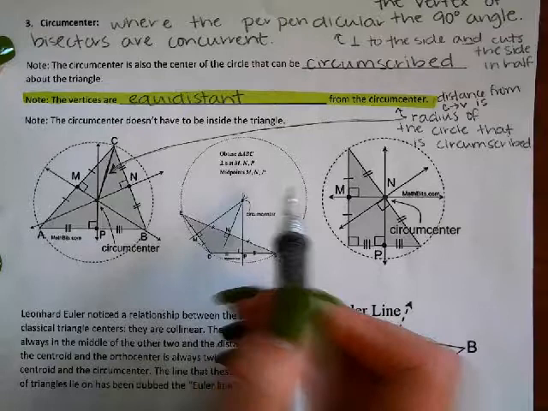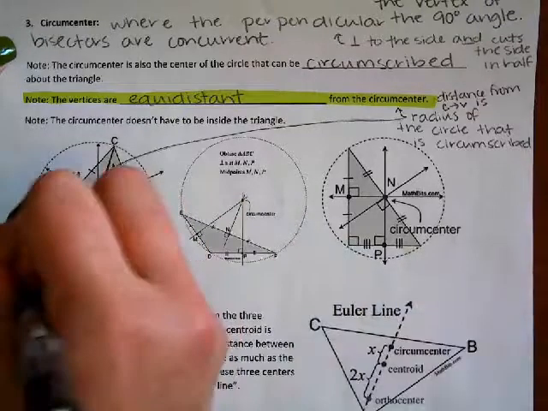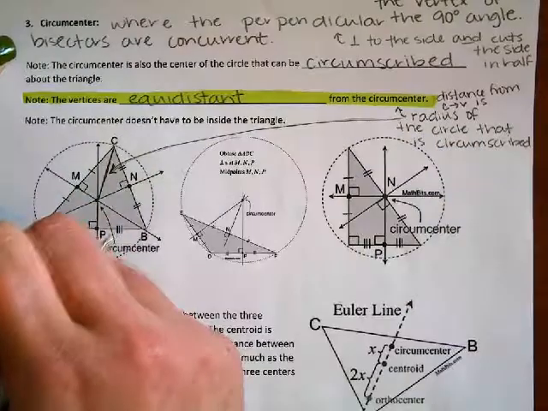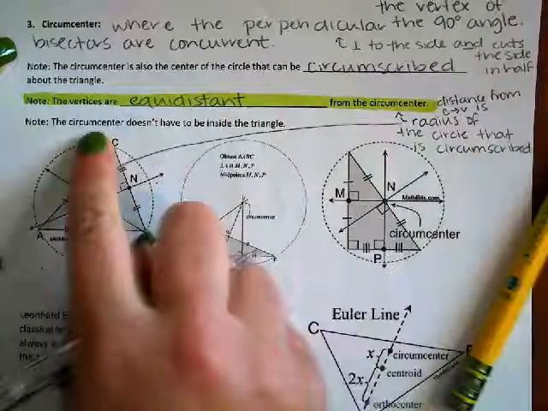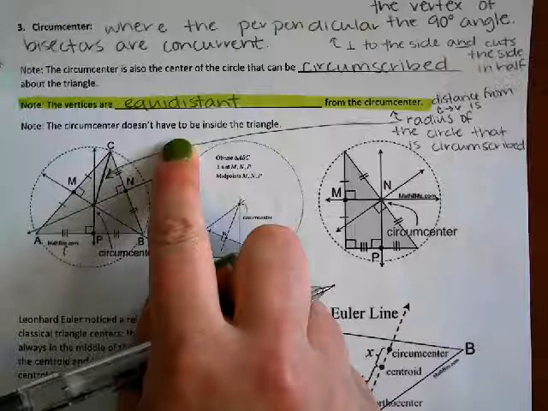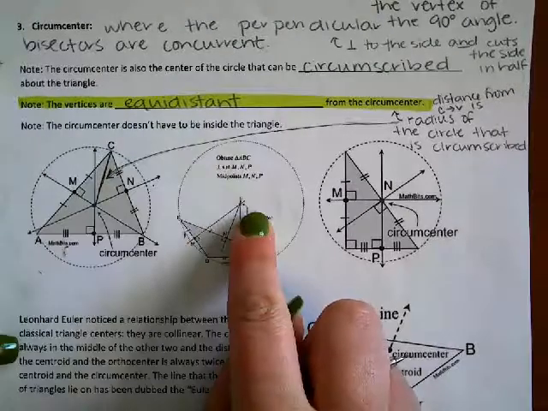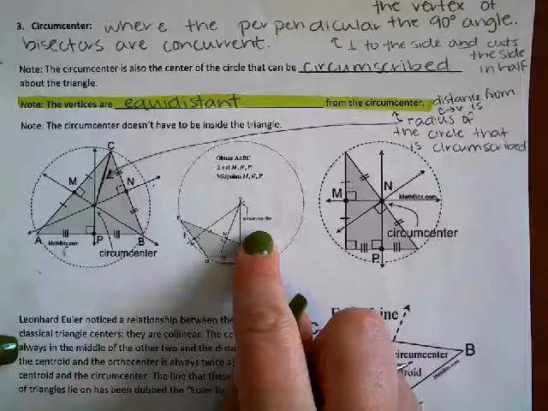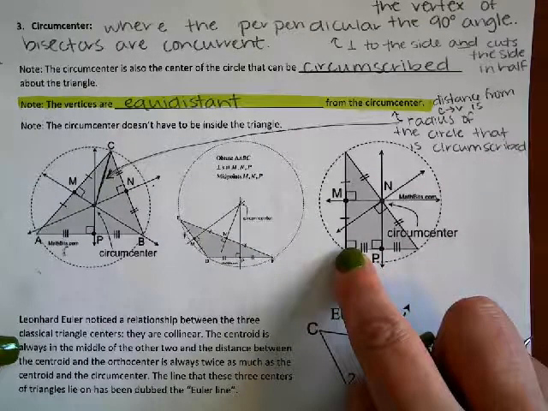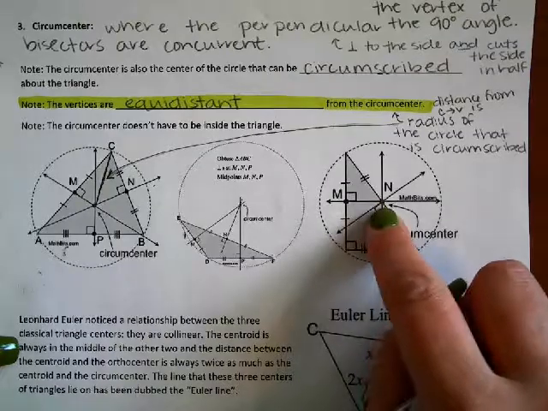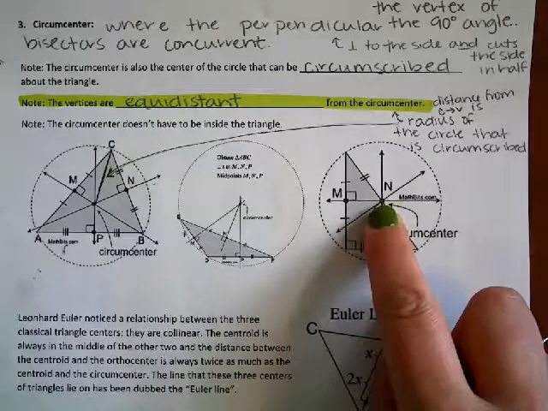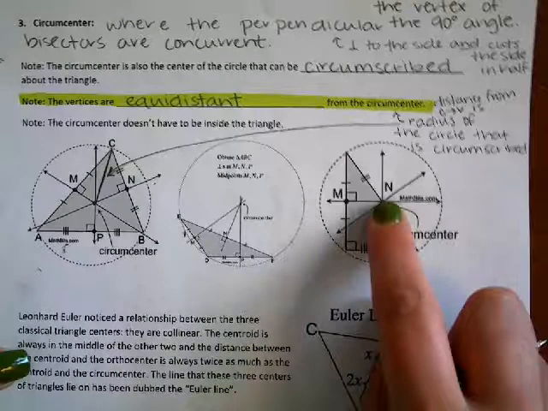All right, another interesting note is that I was going to write it again, but it's actually on the sheet. The circumcenter doesn't have to be inside the triangle. So this is interesting, just like the orthocenter, the circumcenter is a center of a triangle that can be outside the triangle. In a right triangle, the circumcenter can show up on the hypotenuse. So that's something that's pretty interesting.